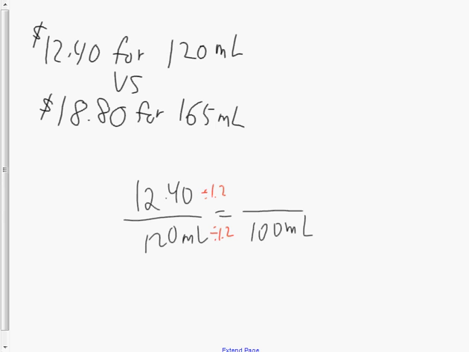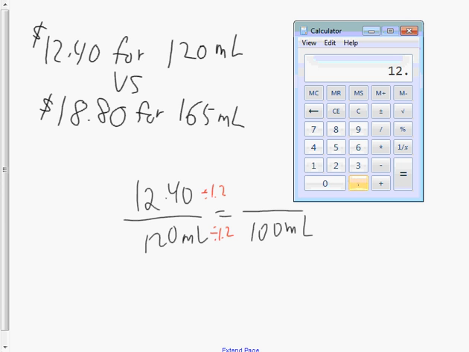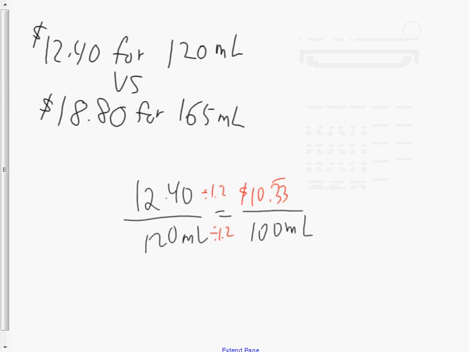Take my $12.40, divided by 1.2 means that it costs $10.33 repeating cents per 100 milliliters. Oh, am I recording? Yes, I am. Per 100 milliliters. Actually, 10. This line should just be above the last 3, but whatever.